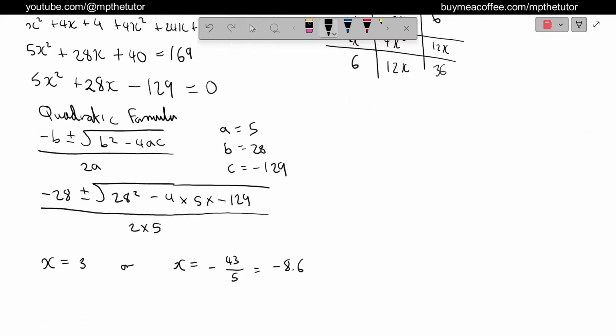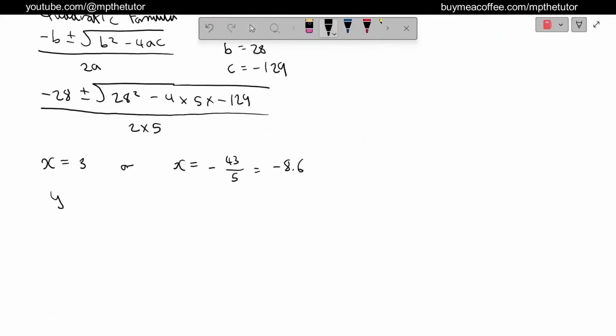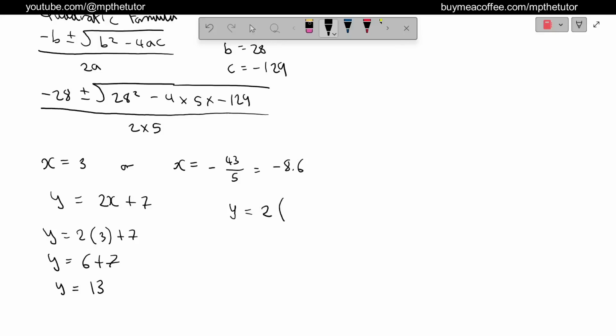So to work out y, we must go down here. y equals 2x plus 7. So for our first one, we have y equals 2 lots of 3 plus 7. That means that y equals 6 plus 7, or y equals 13. What about the next one? Well, we have y equals 2 lots of minus 43 over 5 plus 7.